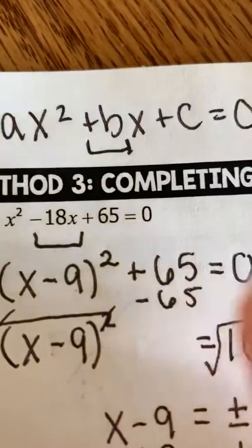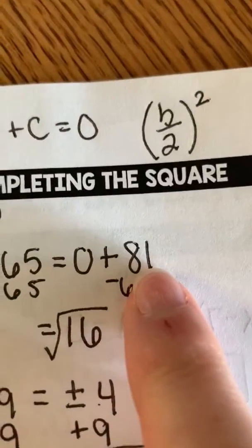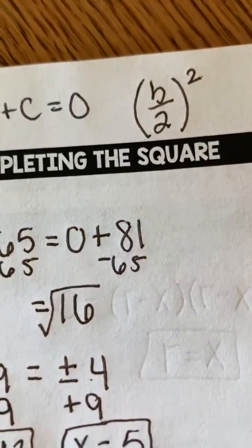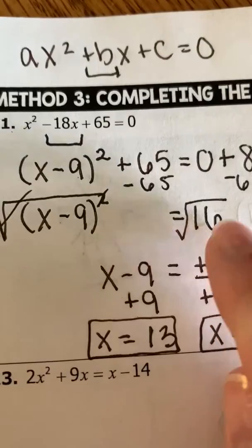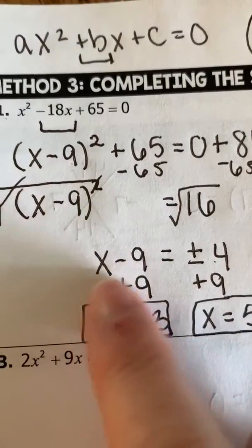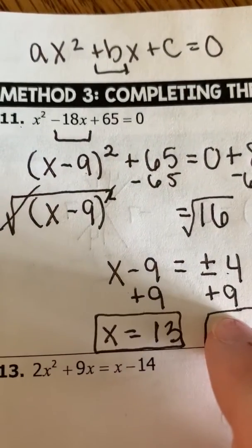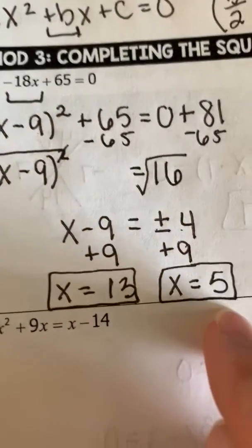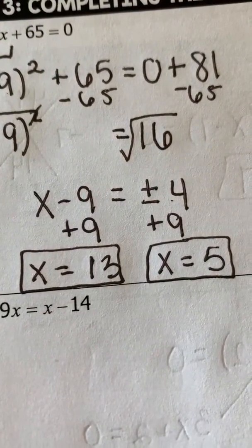Because our b was negative 18, you divide it by 2, you get negative 9. You square it, always add it to the other side, and you get 81, okay? So 81 minus 65 was 16, and that worked out nice because 16 is a perfect square. We get x minus 9 equals plus or minus 4. Our last step was adding 9 to both sides. Positive 4 plus 9 is 13. Negative 4 plus 9 is 5. So our final solutions were 13 and 5.